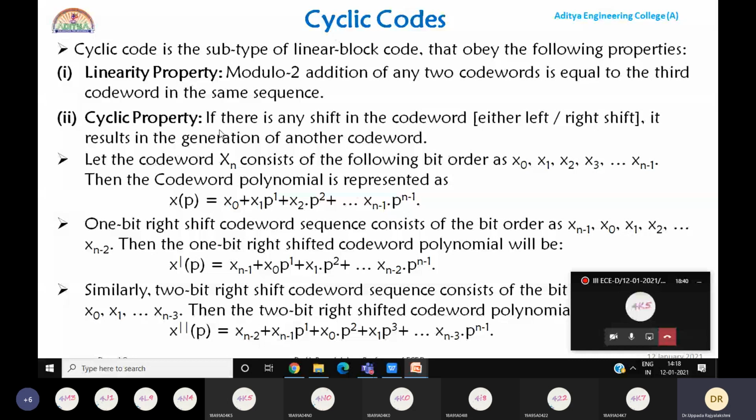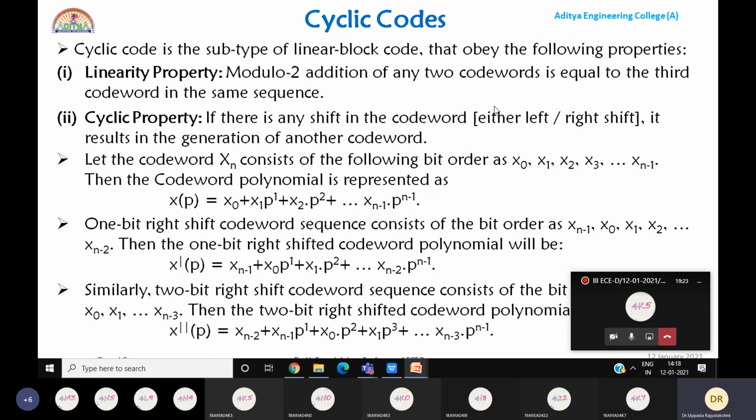What is the cyclic property? If there is any shift in the code word, what is the size of the code word? Already you know it is an n-bit code word. The length is n bits, consisting of k number of message bits and r number of check bits. Okay, k message bits and r check bits. So that is the code word actually. If there is any shift in the code word, either left shift or right shift, it results in the generation of another code word.